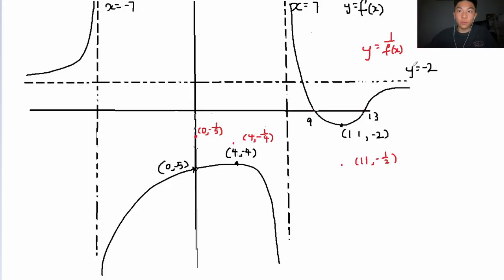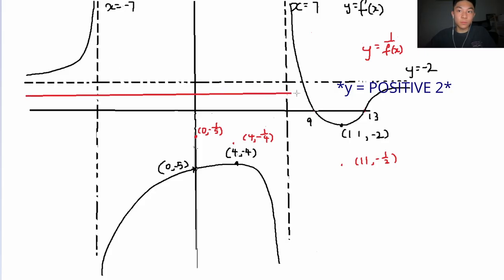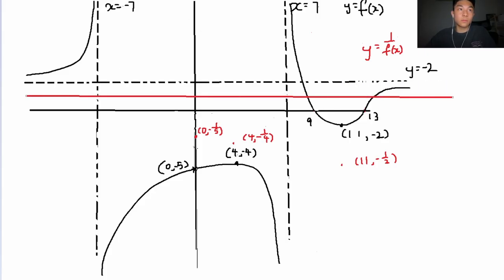So now, let's look at our asymptote, right? y equals negative 2. It's a horizontal asymptote, right? So 1 over f of x changes our y value, so my horizontal asymptote will also change in value. So my y equals negative 2 will become y equals half. And then my vertical asymptotes will become intercepts. So I'm going to explain that in a bit.